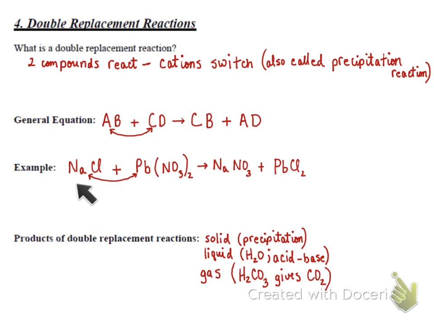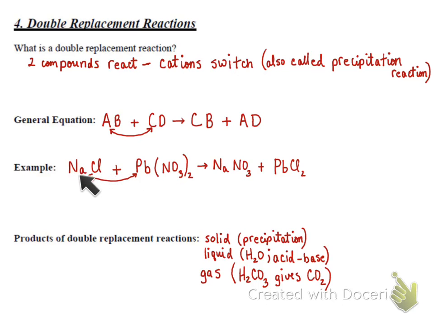So for example, sodium chloride reacts with lead nitrate. Sodium and lead swap, and you get sodium nitrate, which has, again, a different formula. There's only one nitrate. And lead chloride, which is PbCl2. So fix all the formulas. This one's actually not balanced.